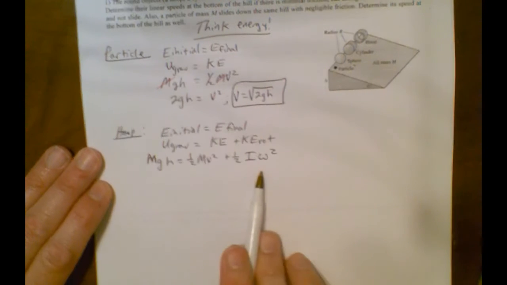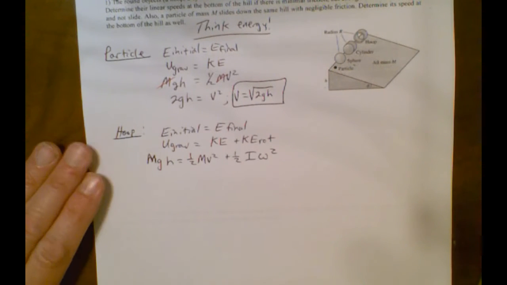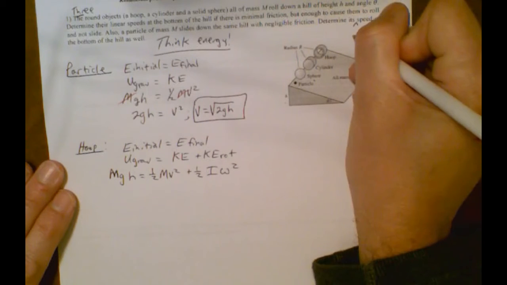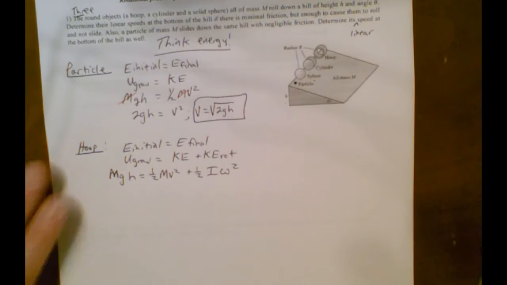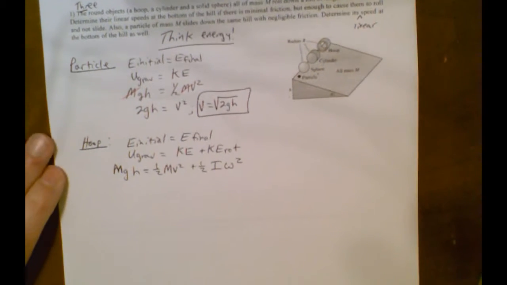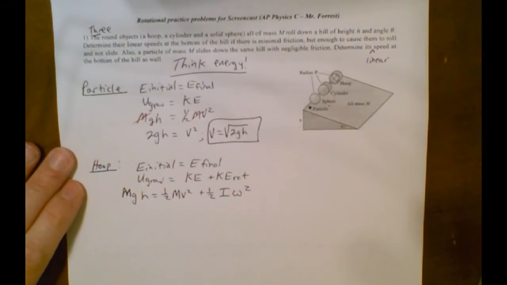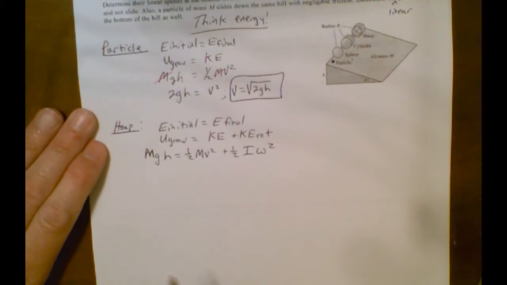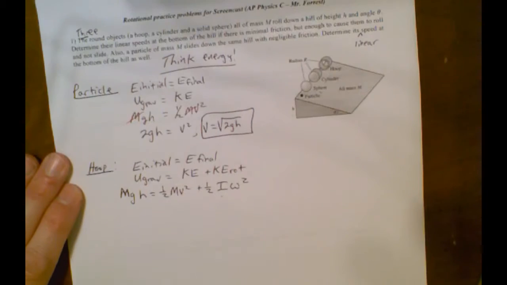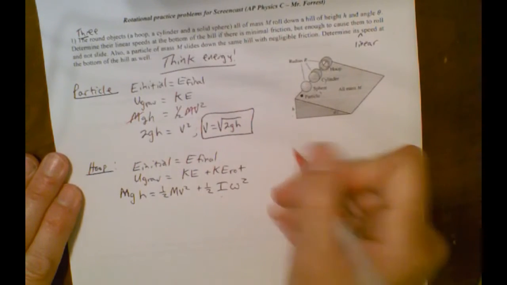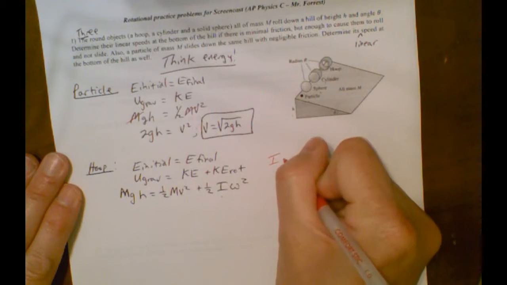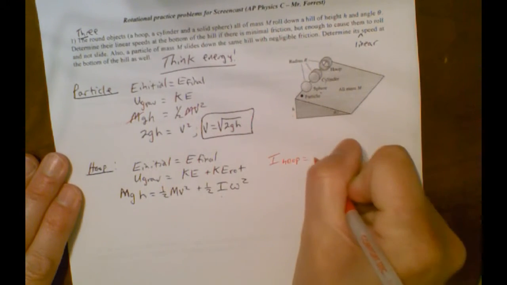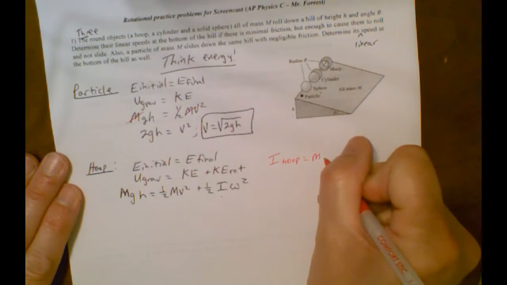Now, that's a lot of different terms. And again, I probably want to revise this before I get it out to you. It'll be linear speed, I think. So something like that. So now I'm going to want to think about what this is. For a hoop, or anything where the mass is all on the outside, it's going to be mr squared.